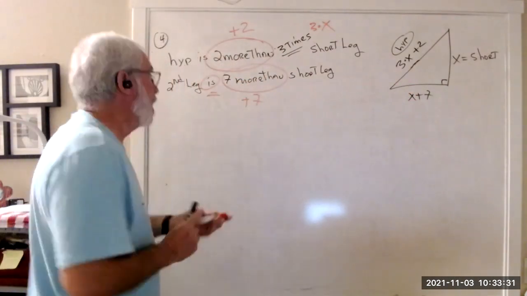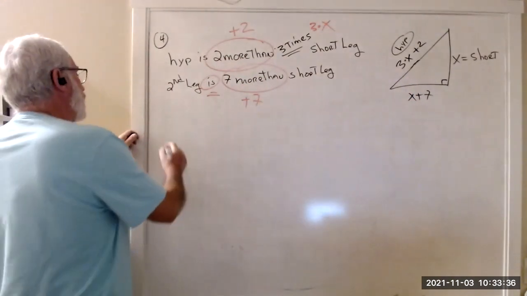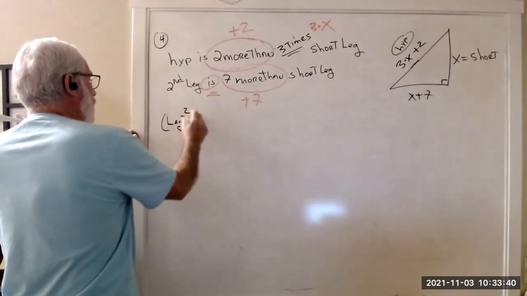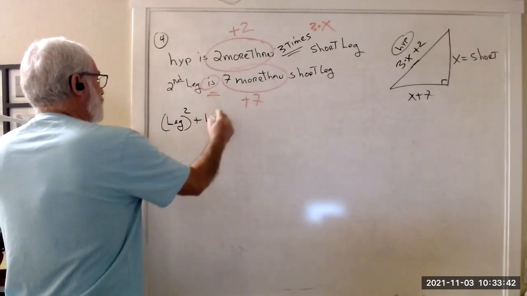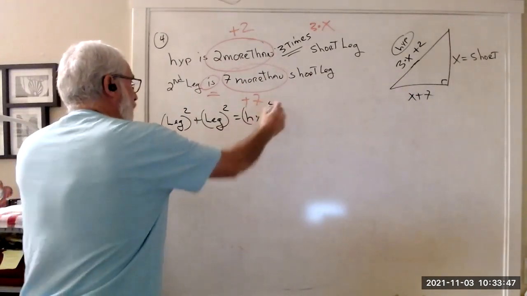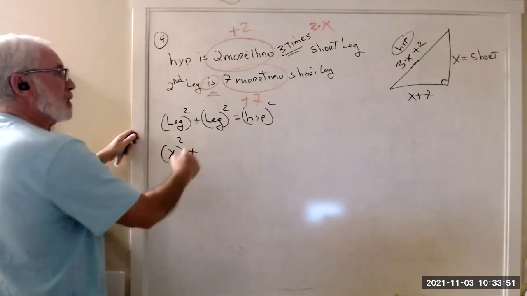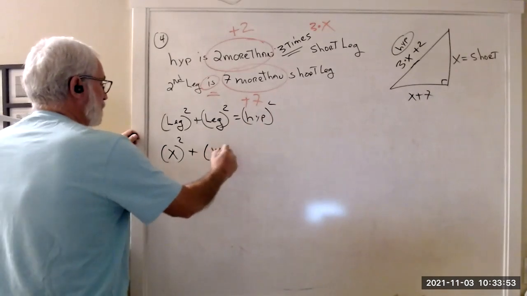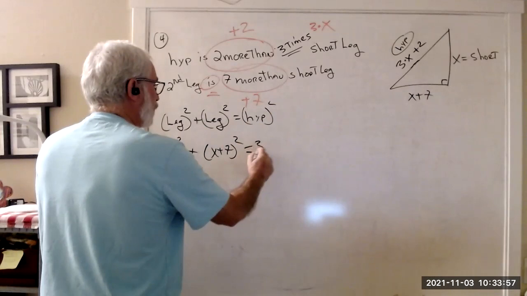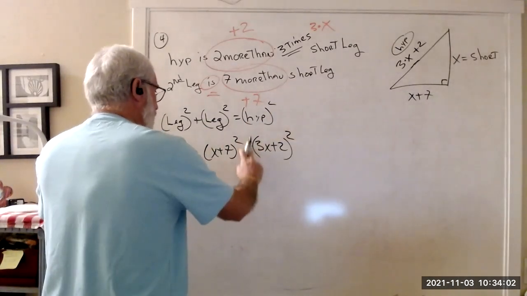All right. Then we now apply Pythagoras. The Pythagorean theorem, or formula, was leg squared plus leg squared equals hypotenuse squared. So we have x squared plus (x plus 7) quantity squared equals (3x plus 2) quantity squared.